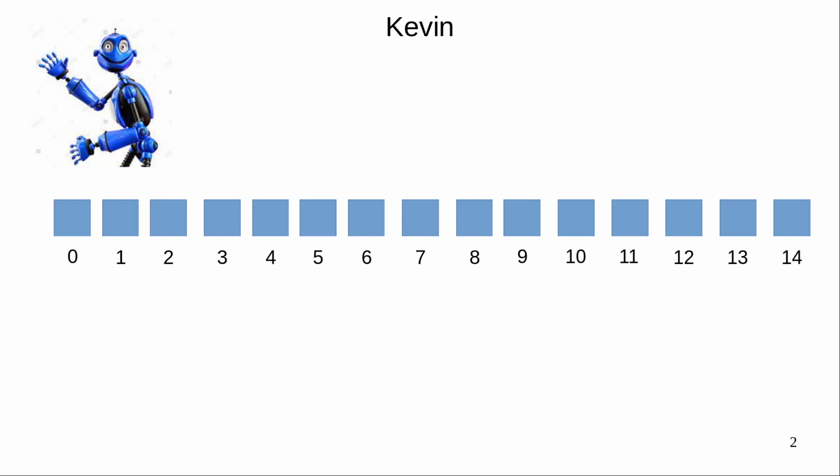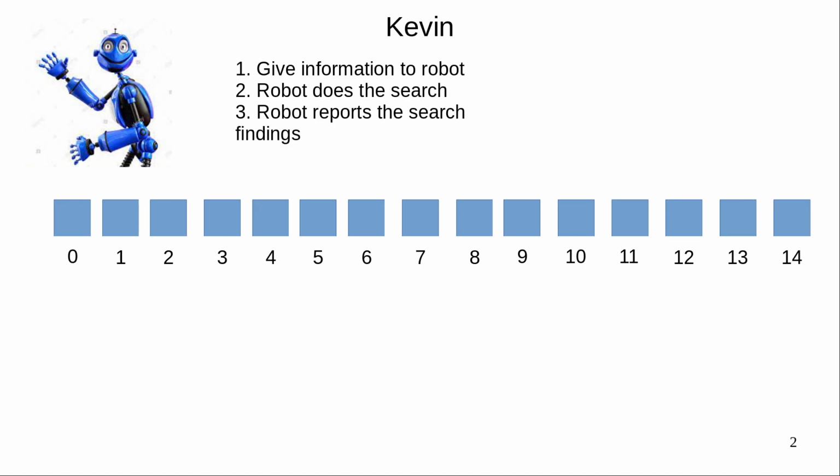So how do you get the assistance from the robot? First we have to tell the robot the information about the houses that are here, and also that you are actually trying to find Kevin. So first you give some information to the robot. After that, the robot does the search, and then finally the robot comes back to you and tells what the findings are. So let's see these three basic steps in a bit more detail.